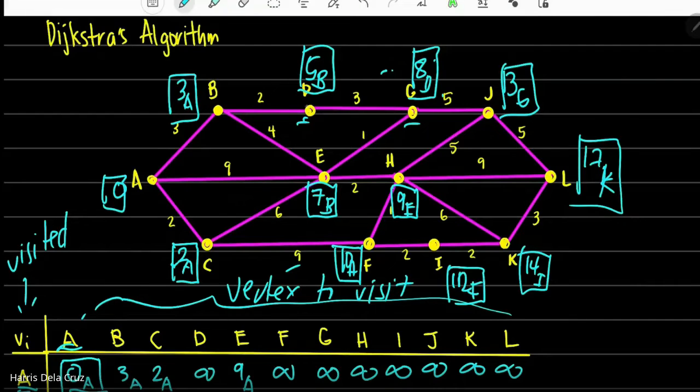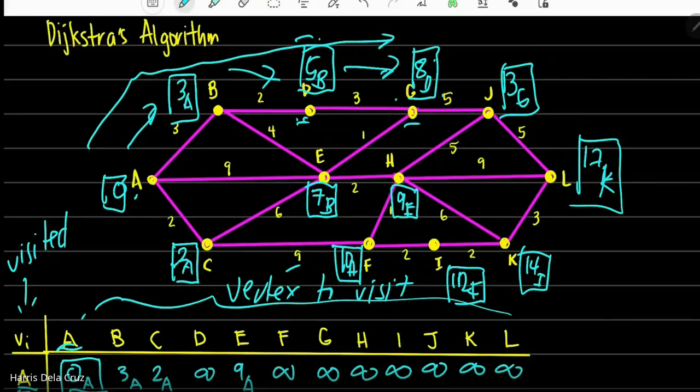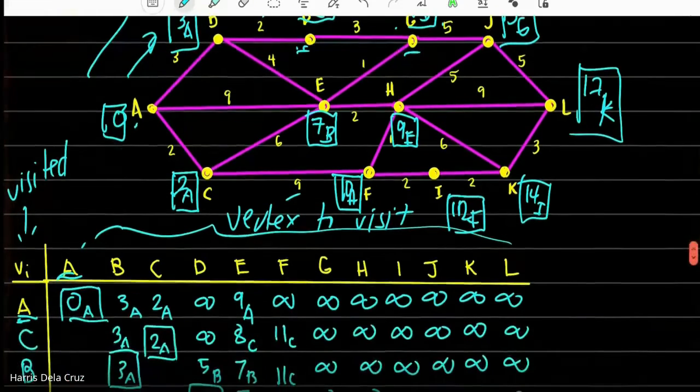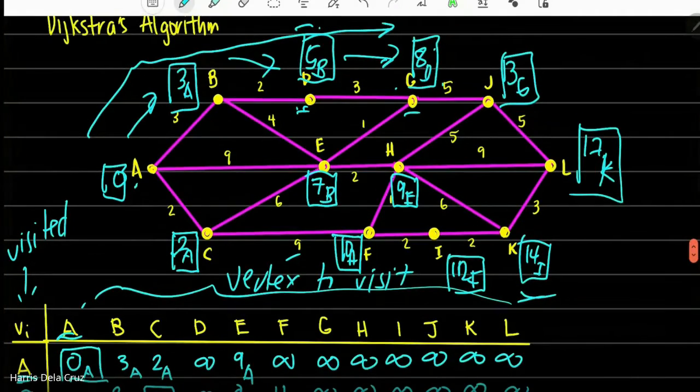Kung gusto mong makarating from A, papunta kay D, ang shortest path ay 5 galing kay B. So, punta ka kay B. Kung gusto mong makarating kay B, galing kay A, ang shortest path 3. So, from A to G, ang shortest path ito. Yun yung shortest path. So, yun yung label. Lahat ng shortest path from A. Diba? Gusto mong pumunta kay K. So, papunta daw kay K, o wag mo na si K, si J. Papunta kay J, ang shortest path daw, 13, galing kay G. So, ito yun.